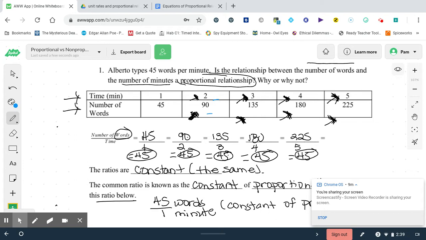And you all keep in mind, when we're doing this, when you divide, you're also finding unit rate. So I'm just going to go ahead and tell you the constant of proportionality is just your unit rate. However, it needs to be the same all the way through. All right, let's just go ahead and take a look at some more.